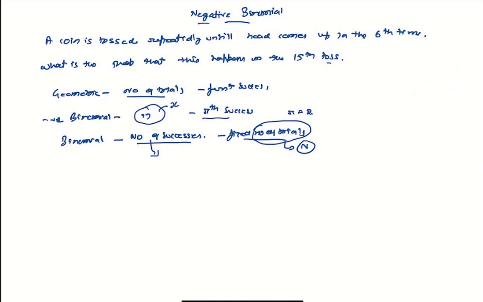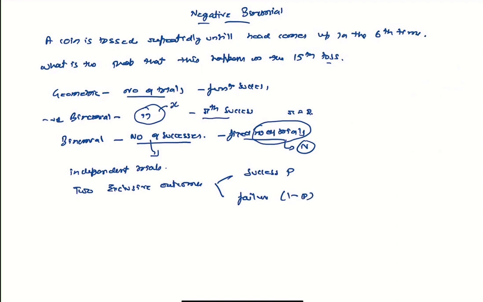Just like other Bernoulli trials, it also has to be independent trials, and each trial results in two exclusive outcomes. They're going to be success, which has probability p, and failure, which has probability 1 minus p.